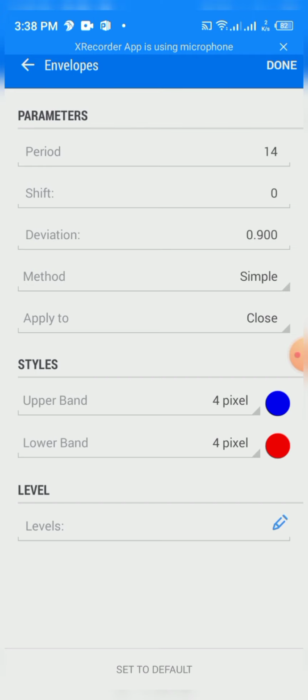Then on the envelopes, I have the period to be 14, shift is 0, deviation is 0.900. On this particular one, I'm using the method to be simple, because simple works on a small account. Apply to close, upper band is 4 pixels of blue and the lower band is 4 pixels of red.